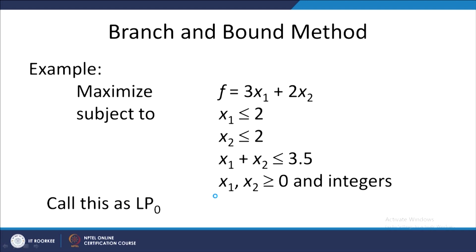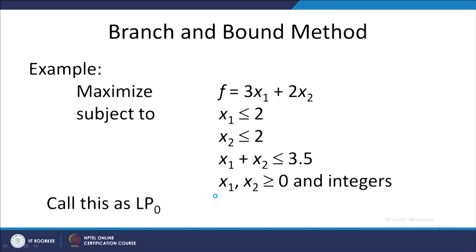So, let us look at the first method. It is called the branch and bound method. We will take a 2 variable problem: maximize 3x1 + 2x2 subject to x1 less than or equal to 2, x2 less than or equal to 2, and x1 + x2 less than or equal to 3.5, with x1 and x2 integers and both greater than or equal to 0.